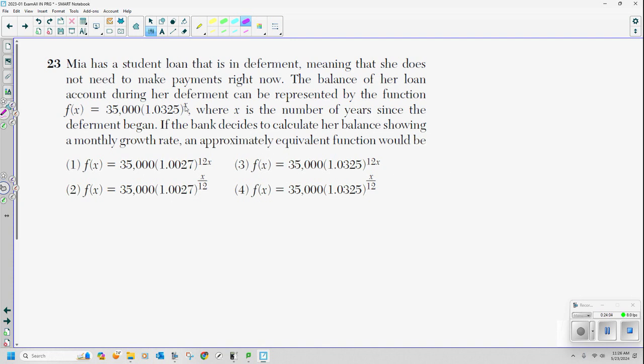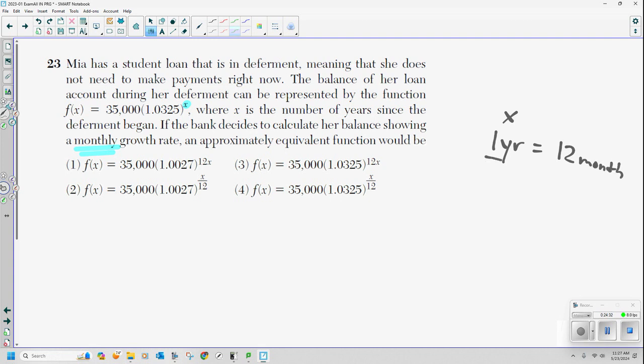But let's do some algebra, kids, okay? First of all, x is a number of years. That's the first thing I want to point out, okay? My x is in years, but they want it to be in months, okay? So first of all, 1 year, which is kind of what my x is in, that's equal to 12 months.